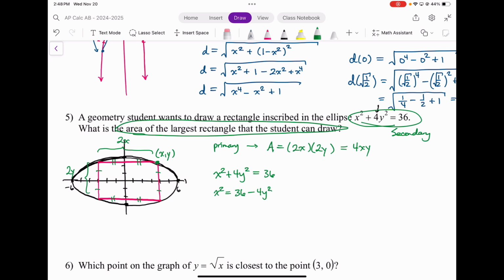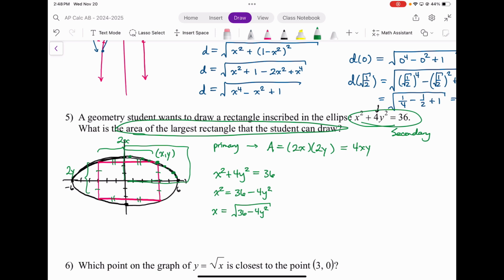And then I'm going to take a square root. So x equals the square root of 36 minus 4y squared. Now, technically it's plus or minus, but we're going to basically confine our point to this first quadrant, and that should give us all possible solutions. No matter where this point is in this first quadrant, it's going to help us define every single rectangle we could draw into this ellipse. So we don't have to worry about plus or minus here.